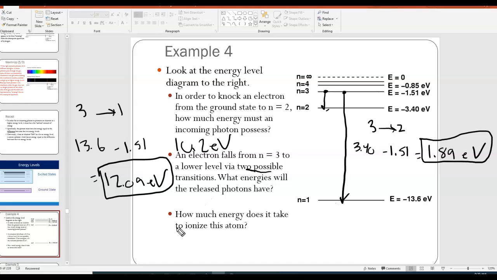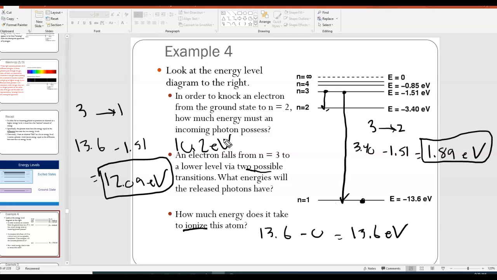And then the last question says, how much energy does it take to ionize this atom? Now remember, to ionize an atom means to remove an electron from it. In other words, if we have an electron sitting in the ground state, its happy place, to ionize it corresponds to moving it from n equals 1 all the way up to n equals infinity. At n equals infinity, we say the electron has no energy because it's no longer attached to the atom, so it's just out there on its own. And so the difference between those two energy levels would be 13.6 minus 0, which is 13.6 electron volts. In other words, hydrogen only takes 13.6 electron volts to become ionized.